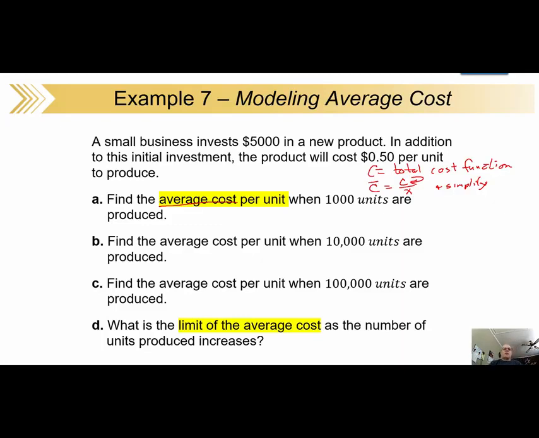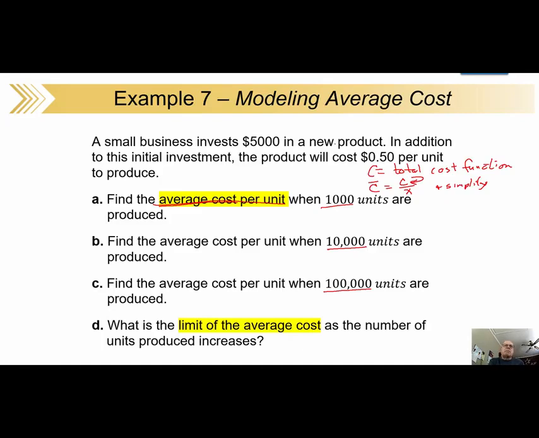So we've got 4 different things we want to look at here before we wrap this up. We want to find the average cost per unit when 1,000 units are produced. So perhaps where you're producing pens or whatever you want to make up. Then we're going to jump from 1,000 to 10,000 to 100,000 and see what that does with the average cost per unit. In other words, does it help your cost per unit if you make more of them?